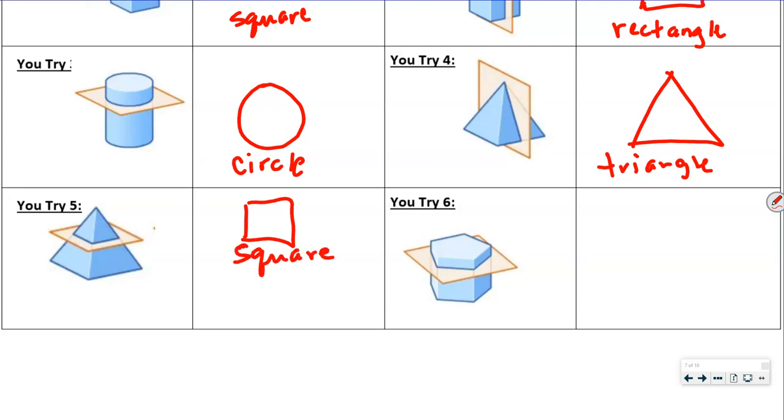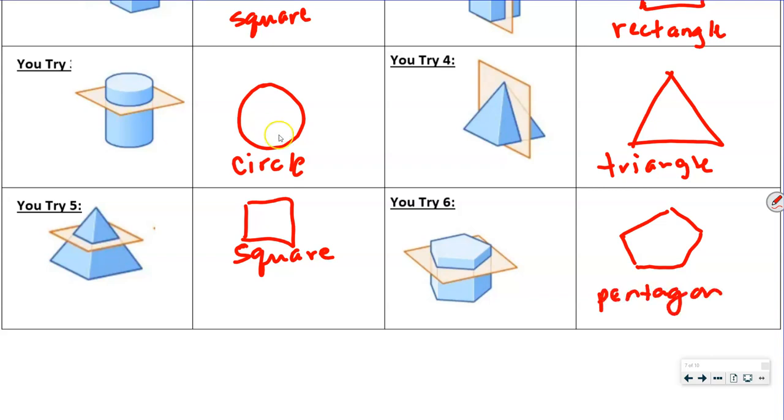And then U try 5 is a 5-sided object. We call that a pentagon, right? So 1, 2, 3, 4. Well, I'm not drawing this very well. Let's try this again. So 1, 2, 3, 4, 5. Okay, not very good, but it's a pentagon.